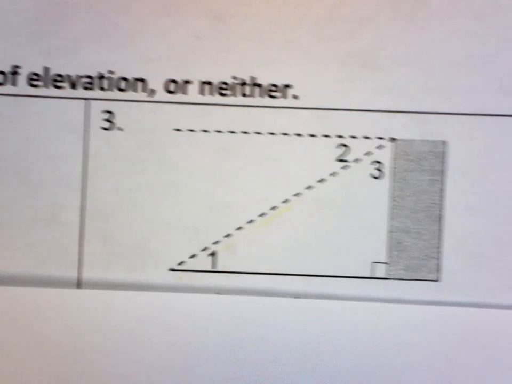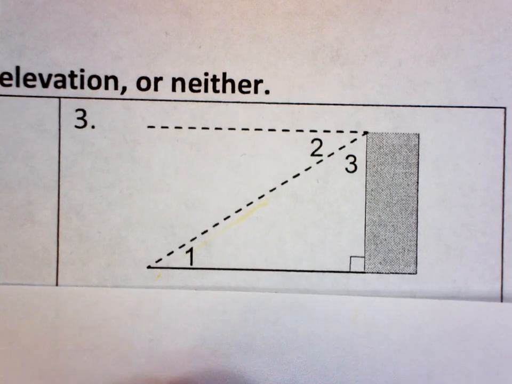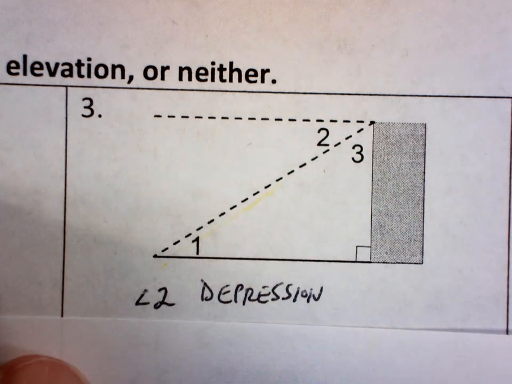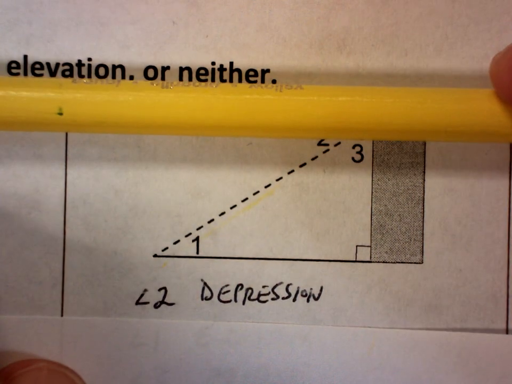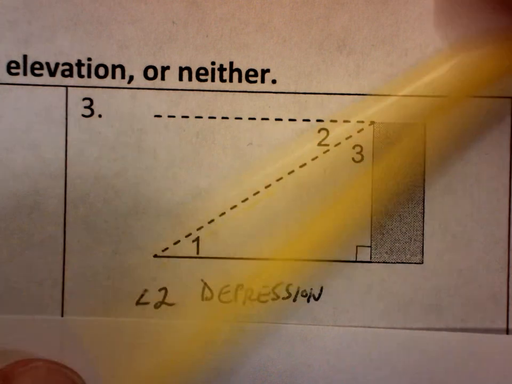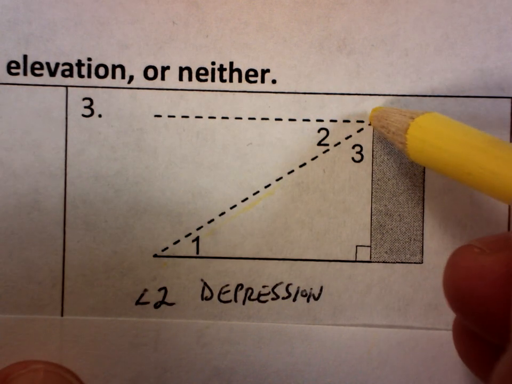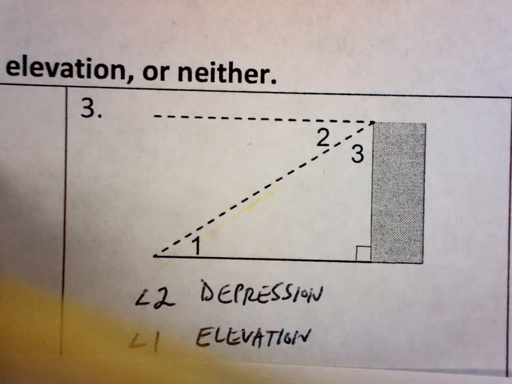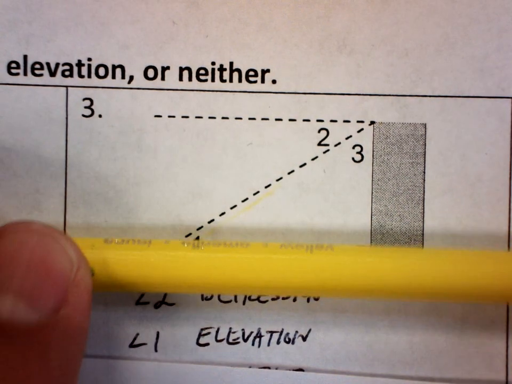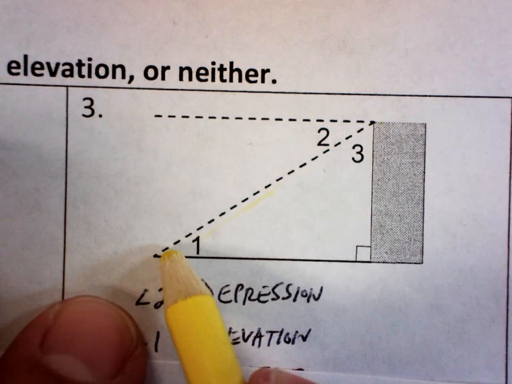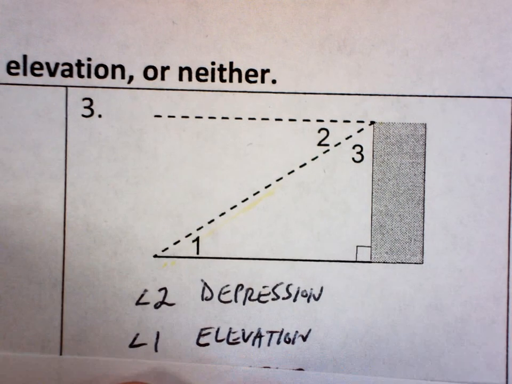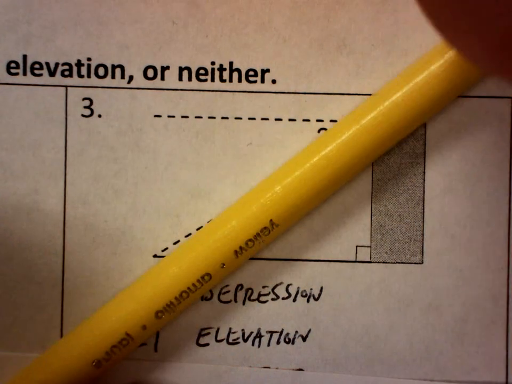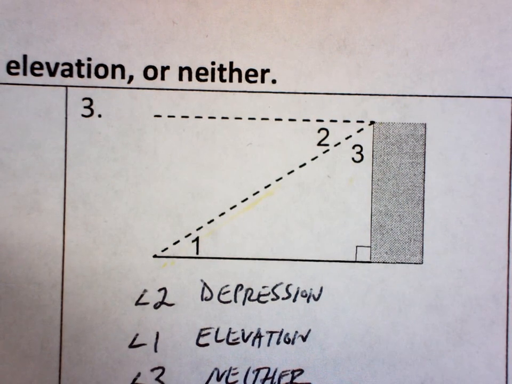Okay, let's start with angle 2. Angle 2 is an angle of depression. Why? Because it's made up of this horizontal line and this piece. I'm up here on this building or whatever, and I'm looking down. Angle 1 is made up of this horizontal line and this line. I'm on the ground, I'm looking up, it's an angle of elevation. And angle 3 is made up of this vertical line and this line. It is going to be neither.